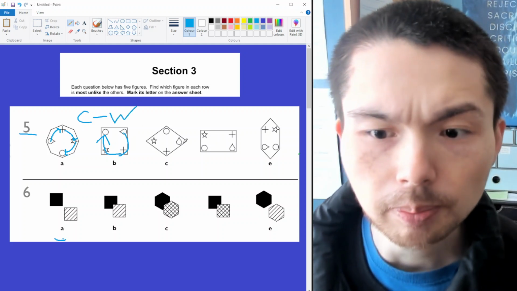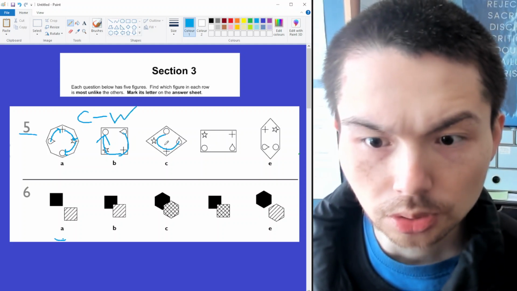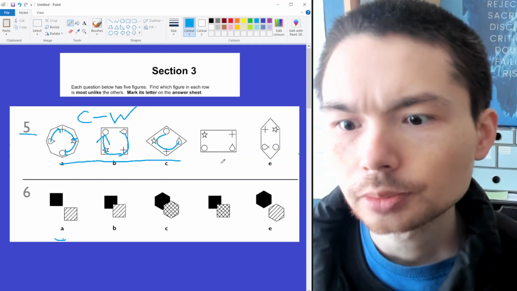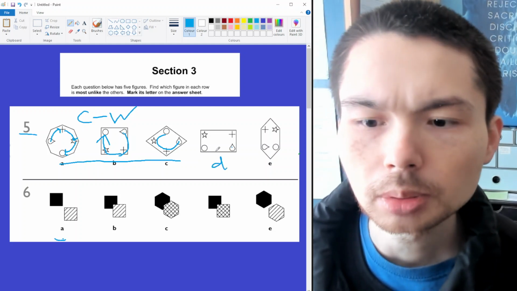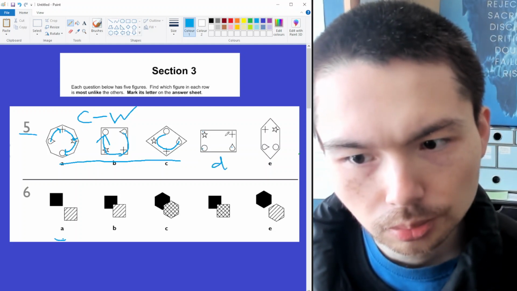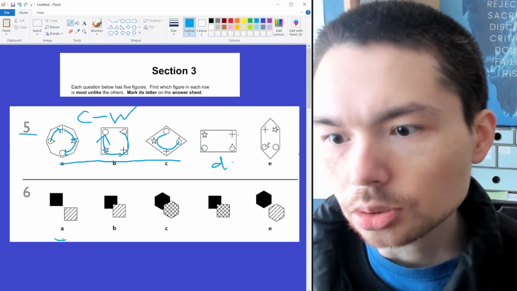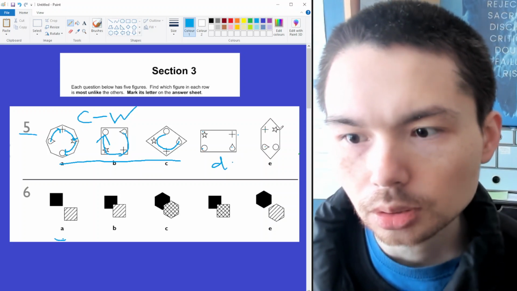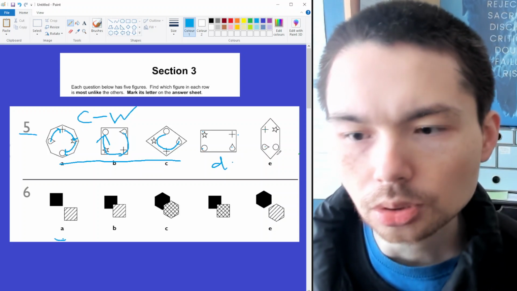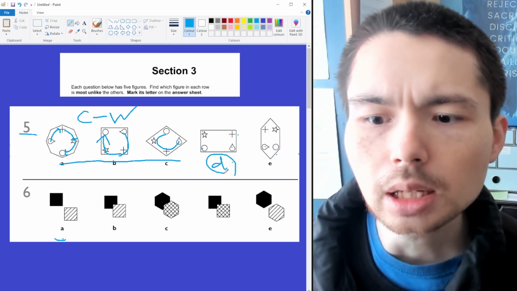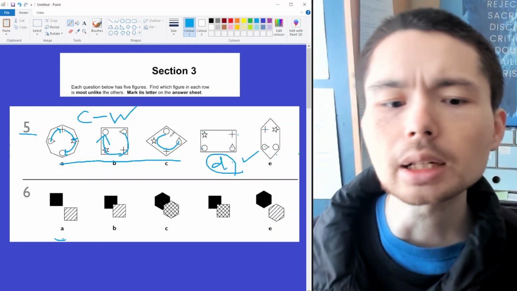Clockwise, it is the same. Raindrop, plus, star, circle, so it shouldn't be them. So it's either D or E. Raindrop, circle, star, plus, so it probably is D. Raindrop, plus, star, circle. So there we go. D is the answer because it's not in exactly the same order.